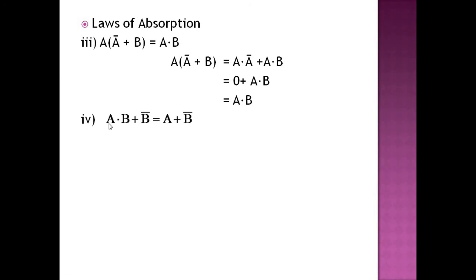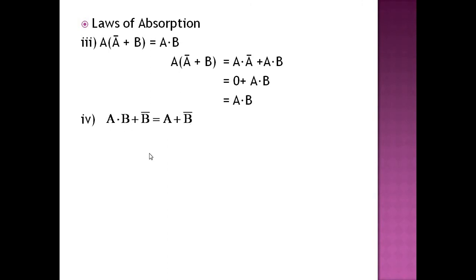A(A bar + B) = A·B. So again we take the left hand side. We write A(A bar + B) and make the multiplication: A·A bar + A·B. Again A·A bar becomes 0, plus A·B remains as it is. So we get the right hand side A·B. Now the fourth rule, A·B + B bar = A + B bar.